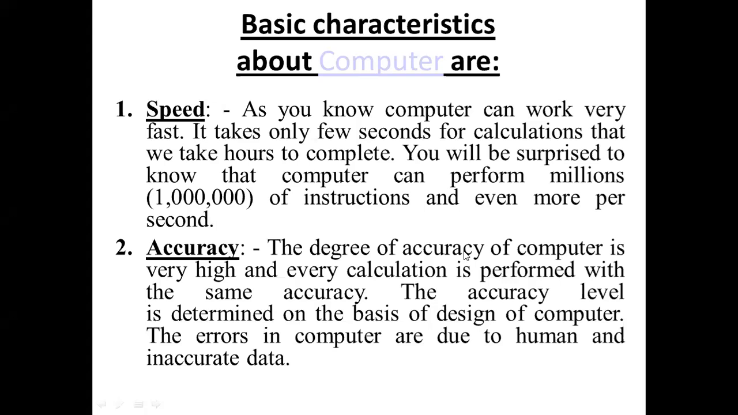The accuracy level is determined on the basis of design of computer. The errors in computer are due to human and inaccurate data. If you are giving wrong data to the computer, definitely, computer is an electronic machine. Computer cannot do anything by itself. It does everything according to the instructions given by the human being. So if a human being is giving the wrong instructions, definitely computer will generate a wrong output or wrong data.